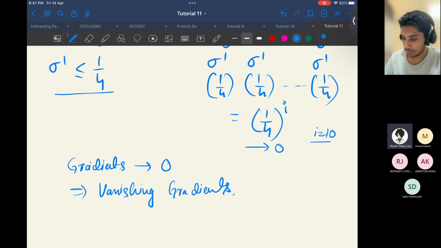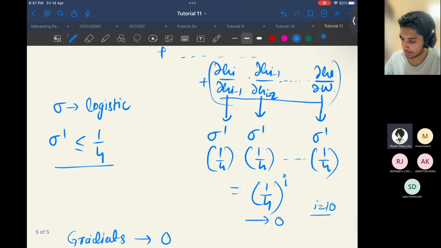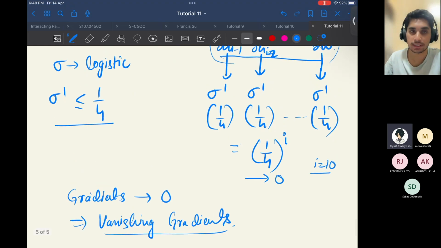This is the general phenomenon that we refer to as vanishing gradients, and I think we had also discussed it in one of the previous weeks. I don't remember the exact date, but I think we have already seen this. This is just another instance where we are again seeing it. Okay, so this is vanishing gradient.